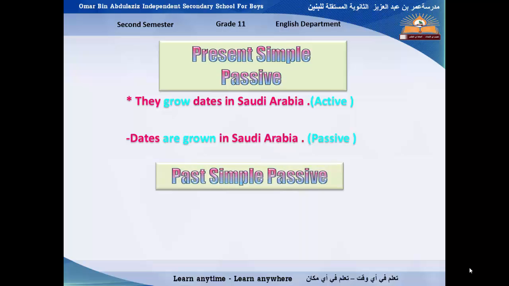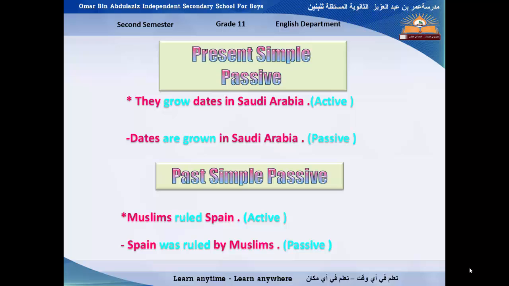Now with the past simple form. Muslims ruled Spain. This statement is active. We want to change it into passive. It will be: Spain was ruled by Muslims. This statement is passive voice.